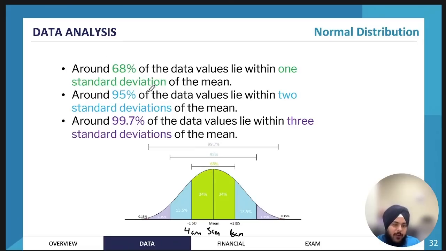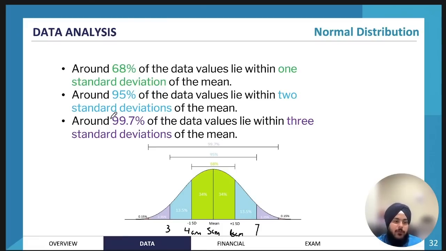Whereas 95% of those oranges will be within 2 standard deviations. So what is 2 standard deviations? 3 centimeters and 7 centimeters. So approximately 95%, which is like the majority of the oranges, will be between 3 and 7 centimeters.